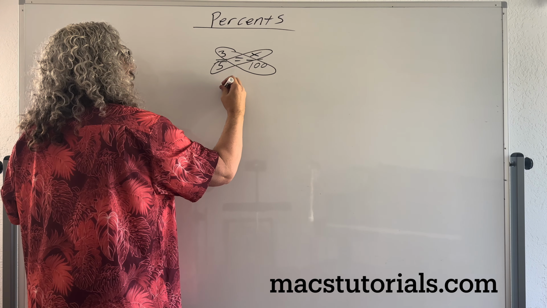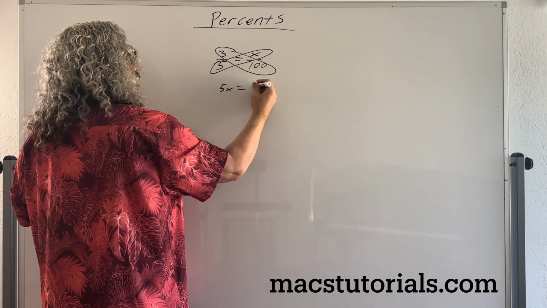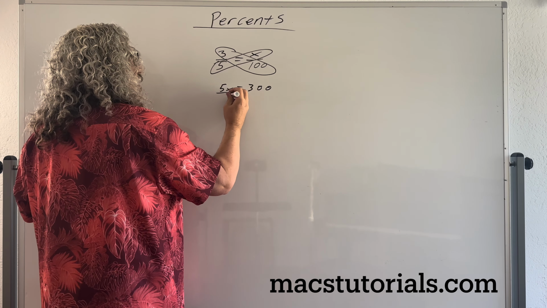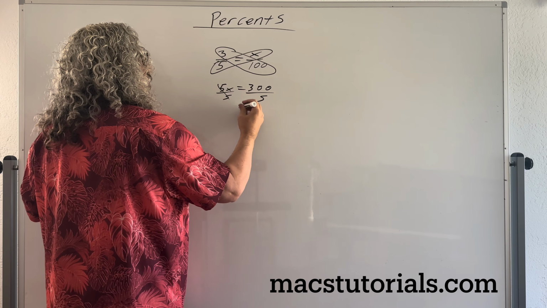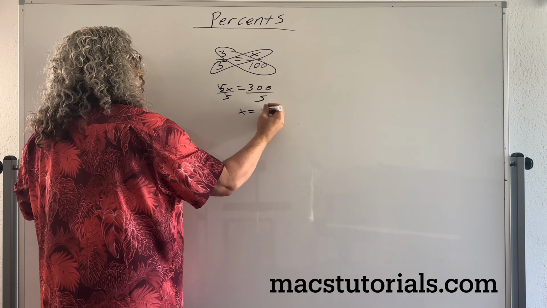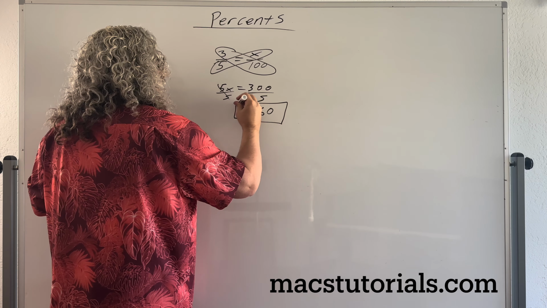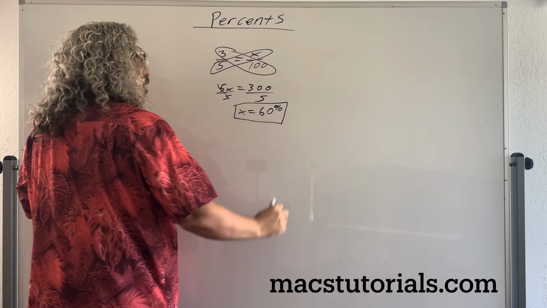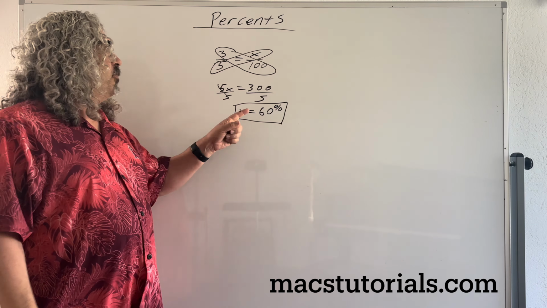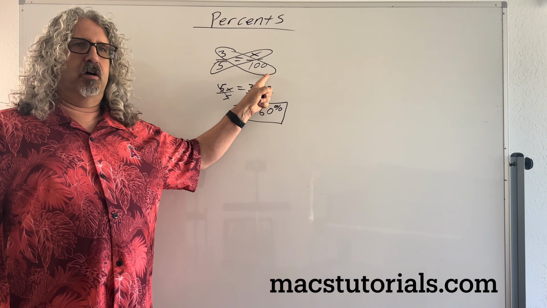5 times x is 5x equals 3 times 100 is 300. I'm going to divide by 5. I'm going to divide by 5. Boom, x equals 5 goes into 30 6 times, 0 is 0. x equals 60, and my answer is going to be 60%. Okay? Now, it's 60% because it's going to happen 60 out of 100 times.